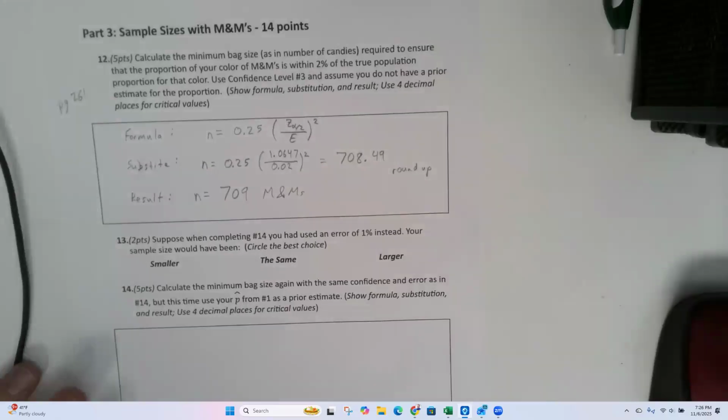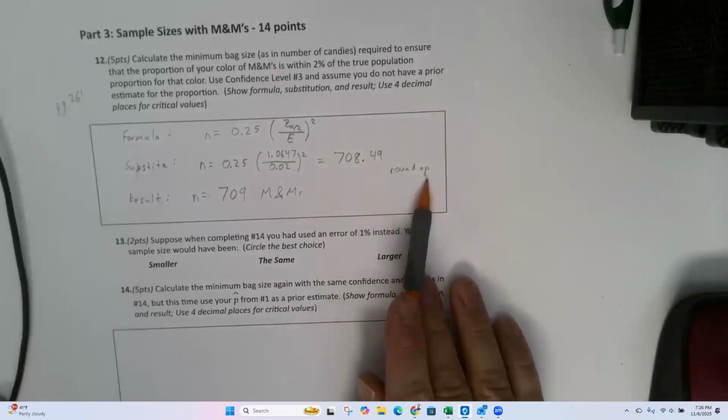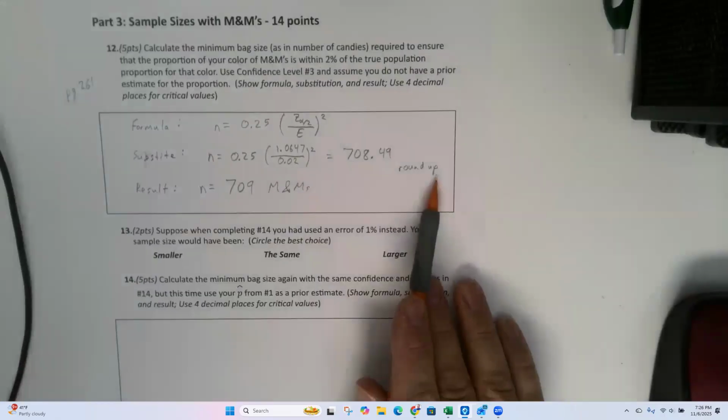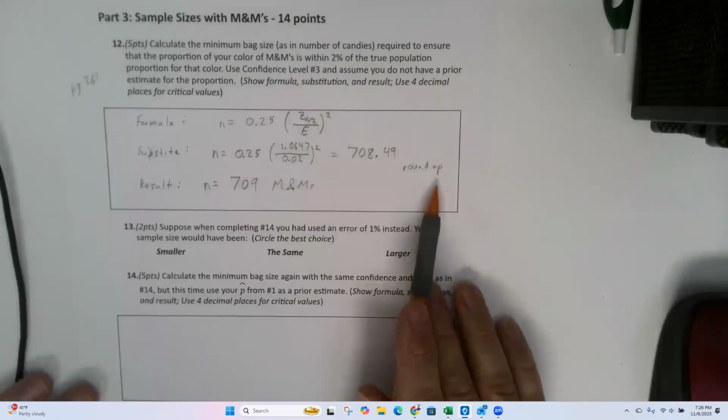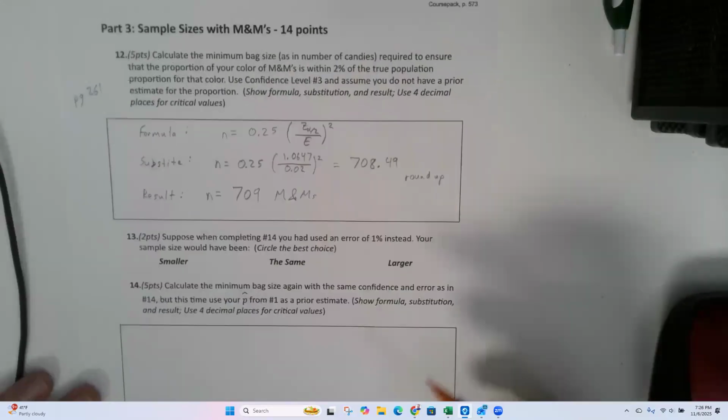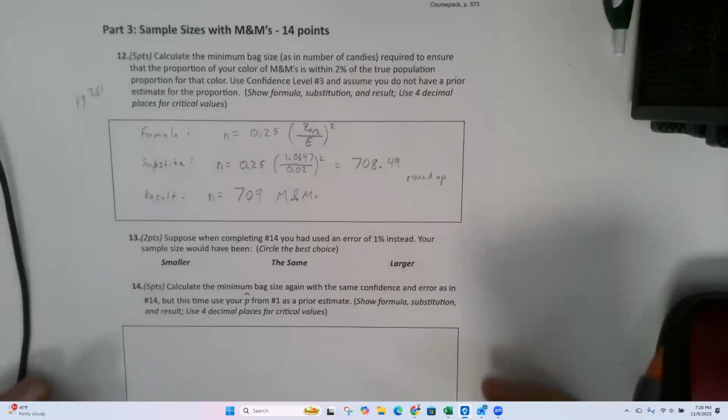But so we always round up when we are talking about sample sizes. We always round down when we're talking about percentiles. Okay, other than that, we're going to round normal in this class.